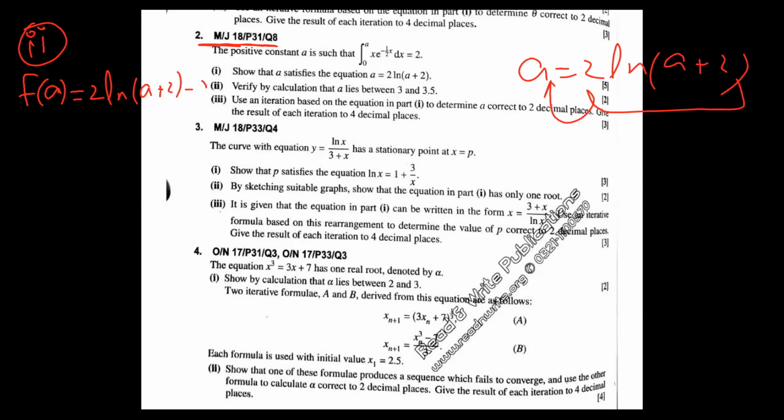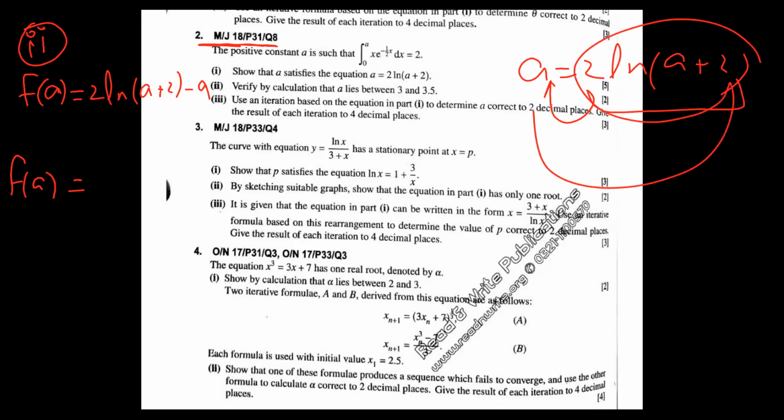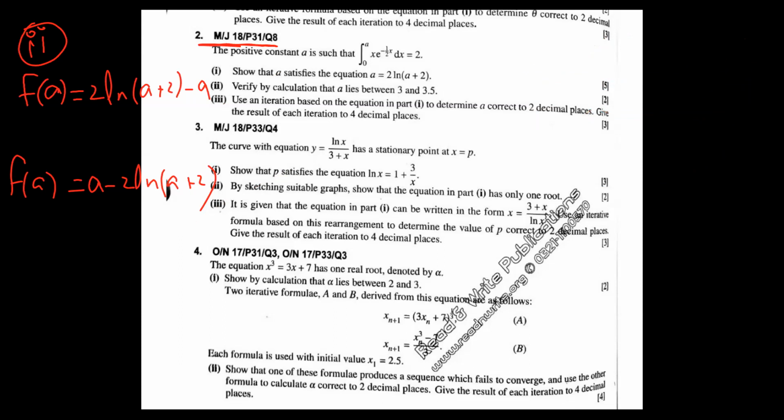But let me tell you one thing. This writing style is perfect, okay? But if you say, no, sir, I want to write another way, I want to bring this right side to the left side, so it turns to be a minus 2 logarithm a plus 2. So write this style or write this style. Both are 100% correct, and you will get full marks and a fully correct answer. Now I'm choosing the top one.